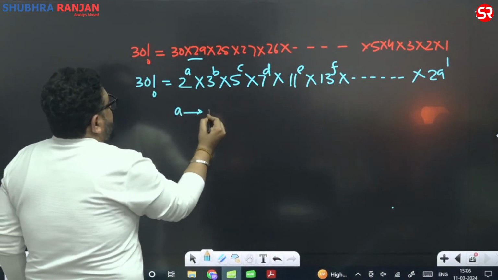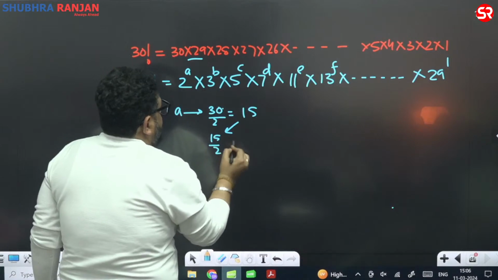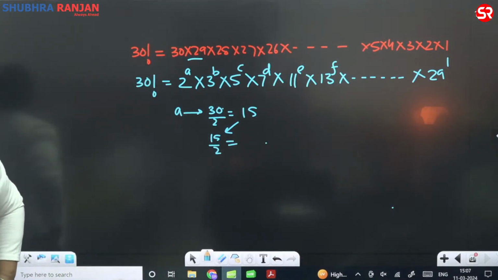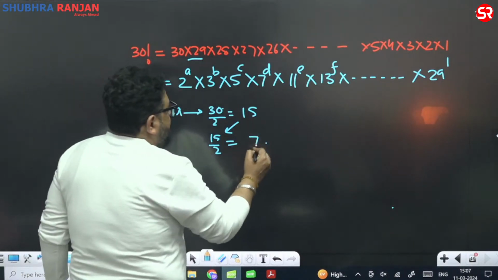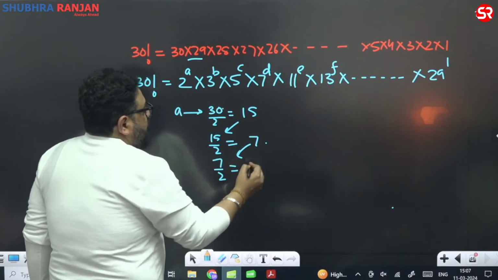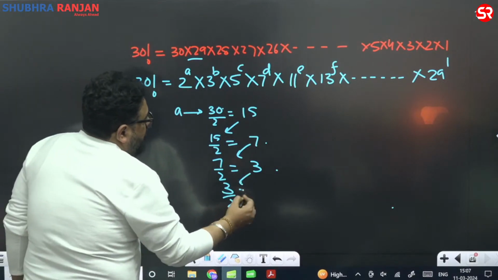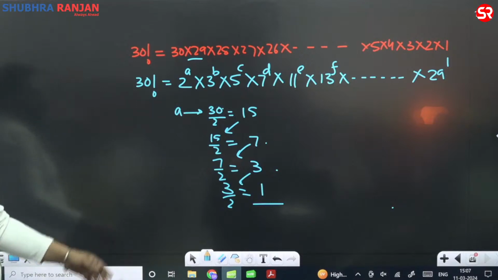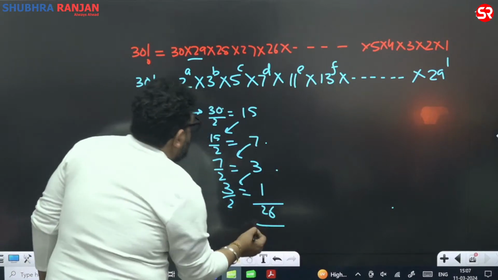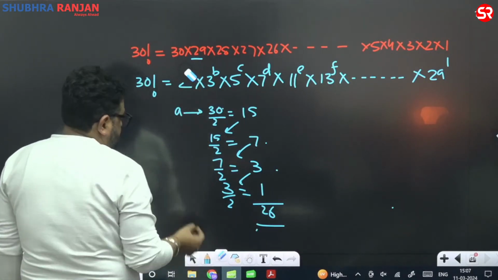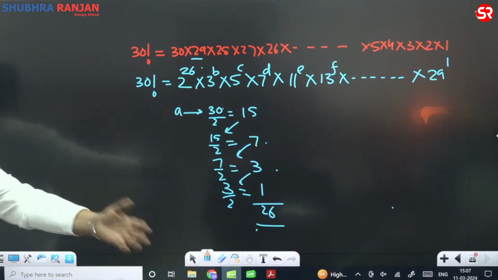Listen, the trick is 30, the given number, upon 2. 30 upon 2 is 15. What is 15 upon 2? 7.5, but you ignore the fractional part, only write 7. What is 7 by 2? 3.5, only write 3. And what is 3 by 2? 1.5, only write 1. Add it: 15 plus 7 plus 3 plus 1, that is 26. Value of a is 26. 2 has occurred 26 times.